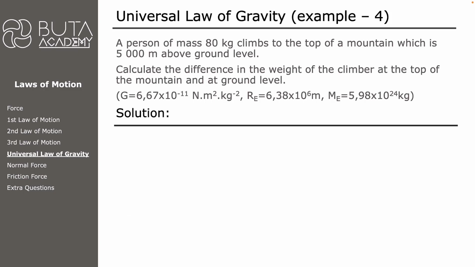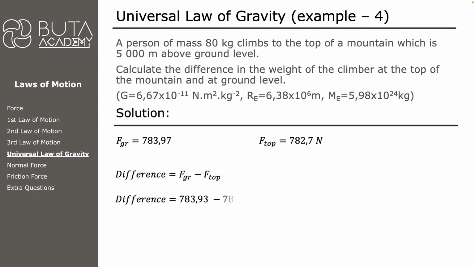Let's recall the values of weights. Weight on the ground is 783.97 newtons and weight at the top of the mountain is 782.7 newtons. The task was to calculate the difference of these weights. 783.97 minus 782.7 is equal to 1.23 newtons.